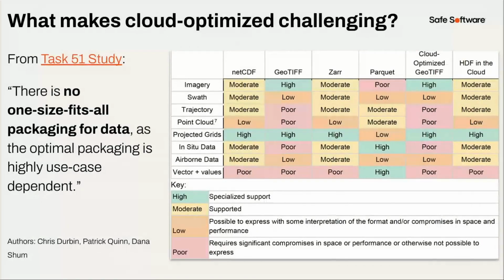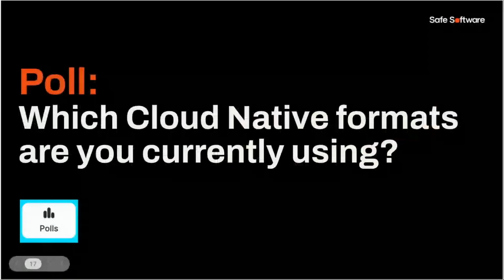And so as you can see, we range from high in the green of, hey, this is a great fit for this data, all the way to poor in the red of, this does not work well for this data at all, not recommended, and everywhere in between. And so depending on what type of data you're working with, the format that you'd want to use differs. So there's not one size fits all with that data.